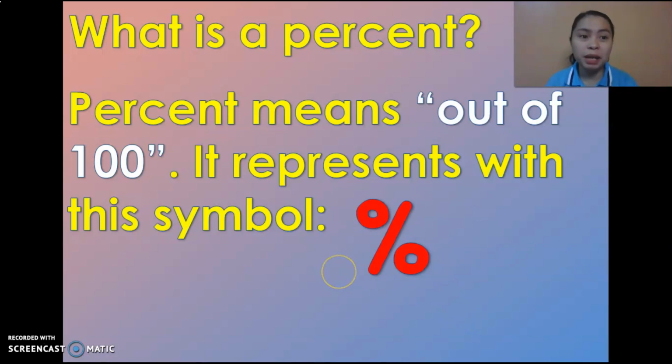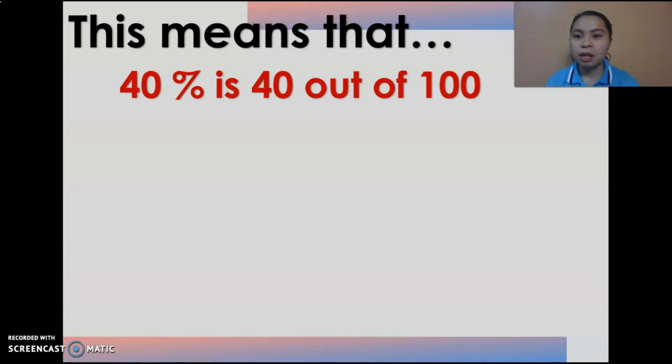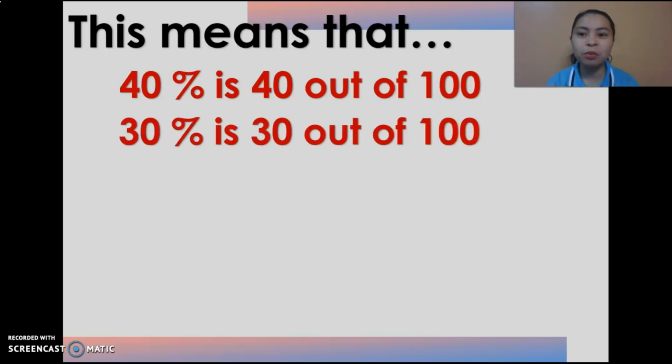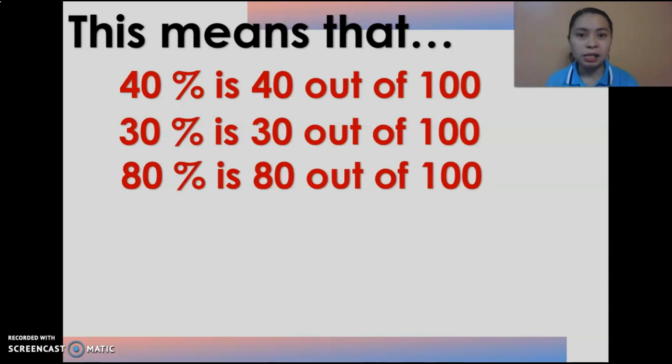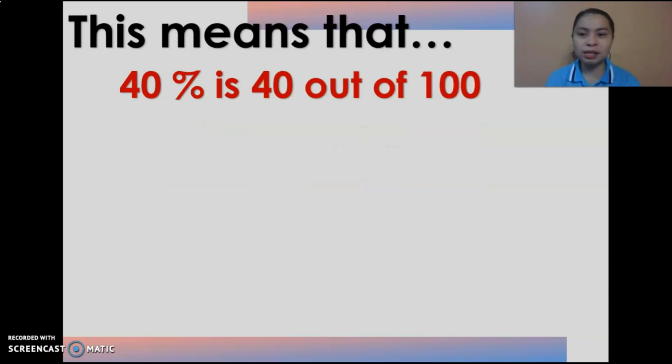So meaning, 40% is 40 out of 100, right? Another one, 30% is 30 out of 100. And 80% is 80 out of 100, right? Okay, so how about your turn? Okay, let's see. 1, 2, 3.